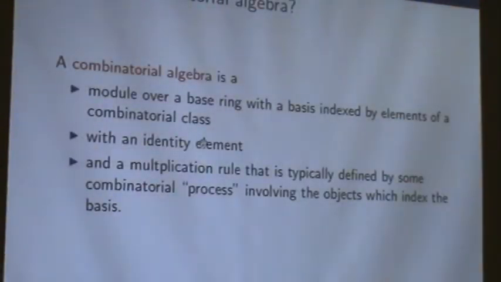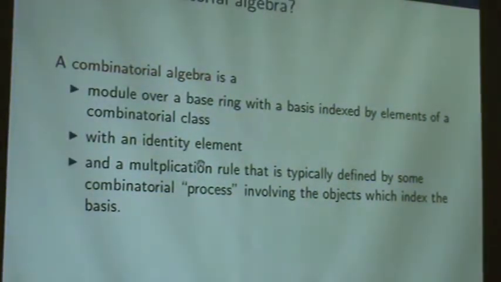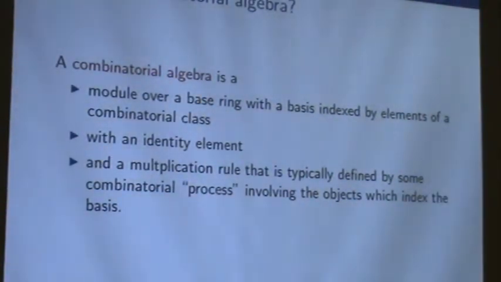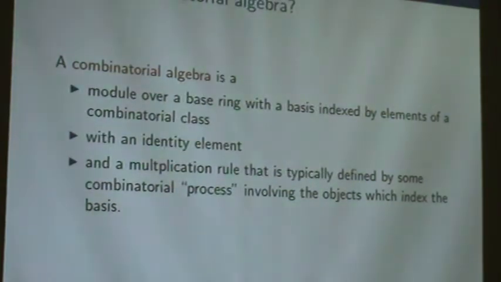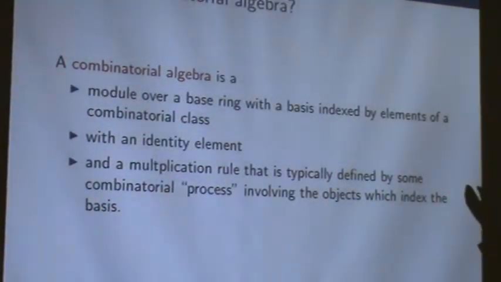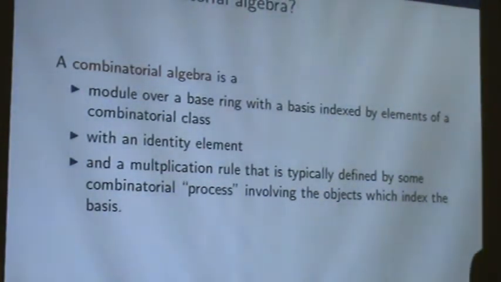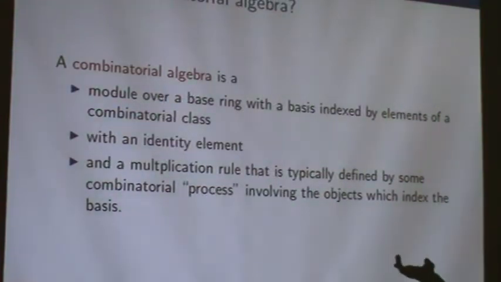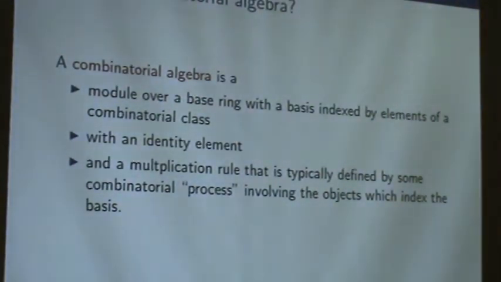Okay, so now I'm going to talk about combinatorial algebras, which are objects that I'm interested in. So first, I'll give a definition. A combinatorial algebra is a module, or like a vector space, over some base ring that has a basis which is indexed by elements of a combinatorial class. So for every object in the combinatorial class that we saw before, we'll get a basis element of this module or vector space.